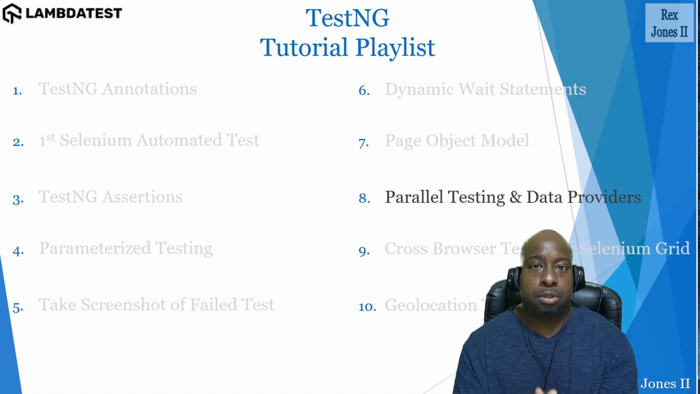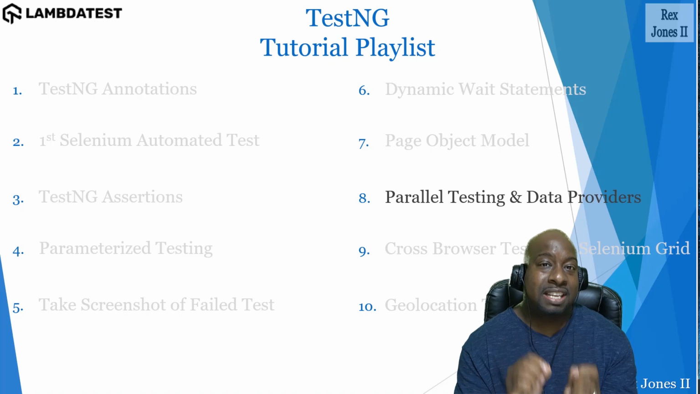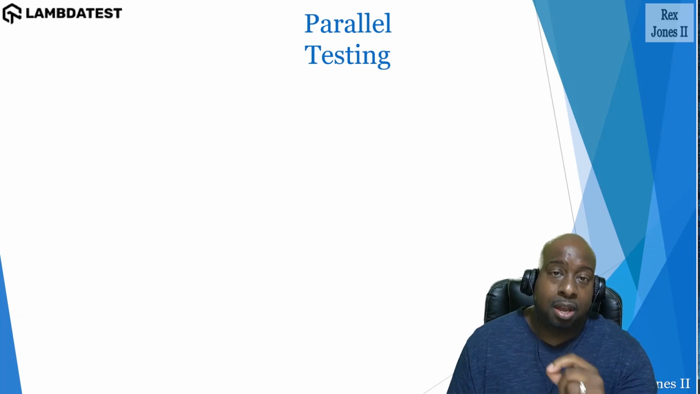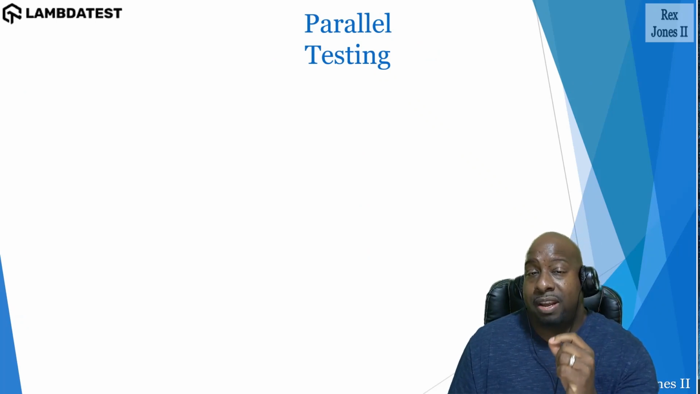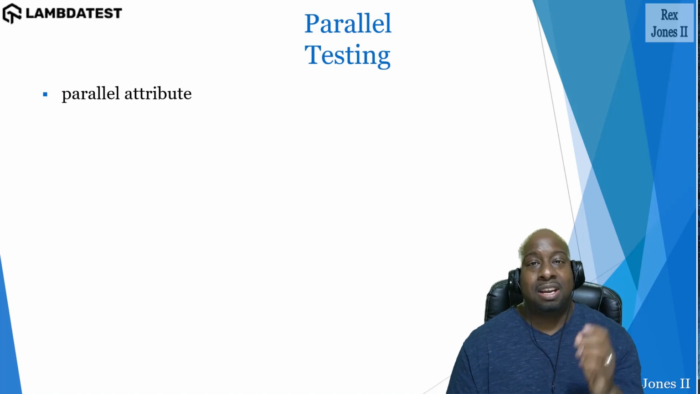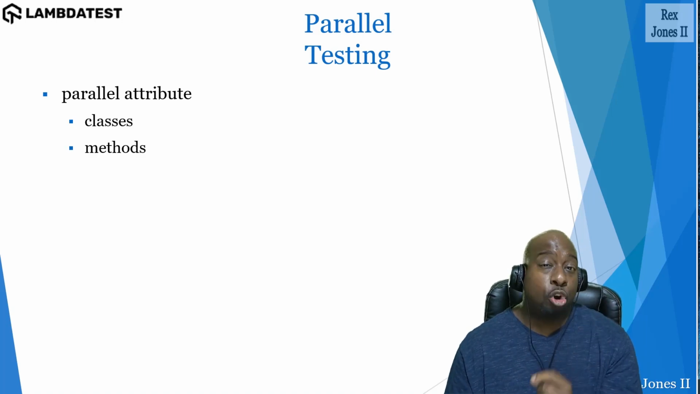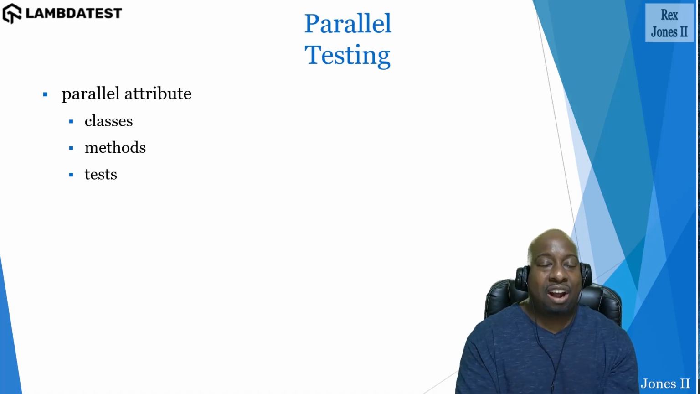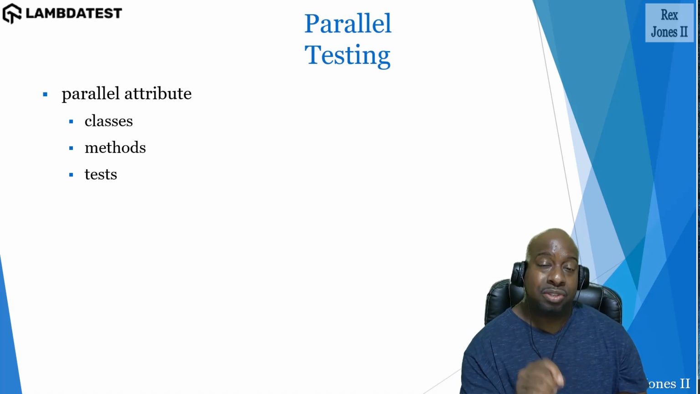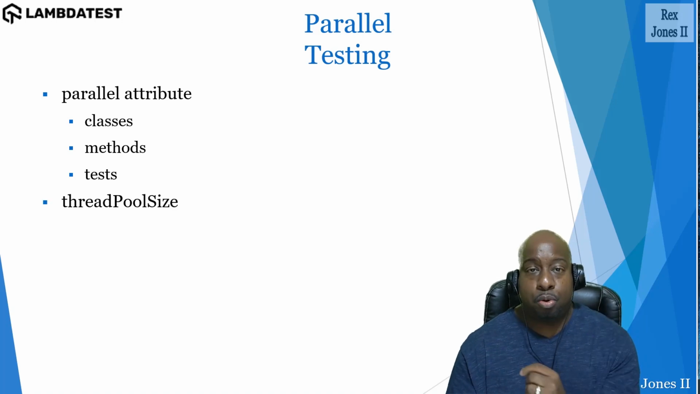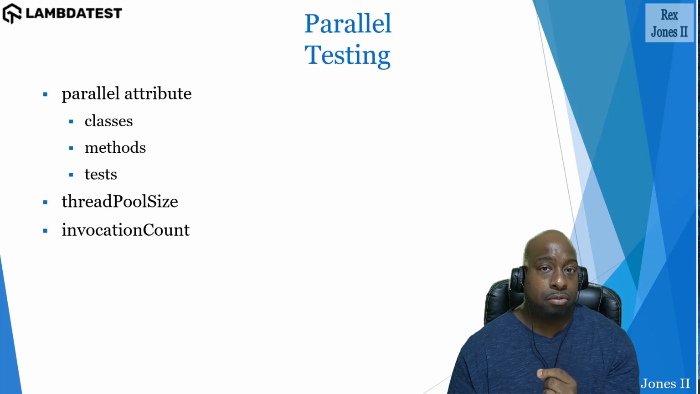One of the benefits of parallel testing is to reduce execution time. With data providers, we are allowed to send as much data as we want to our test script. For parallel testing, the testng.xml file has a parallel attribute that can be set to classes, methods, or tests. These three values determine how our tests are going to execute in parallel. I will also demo threadPoolSize and invocationCount.